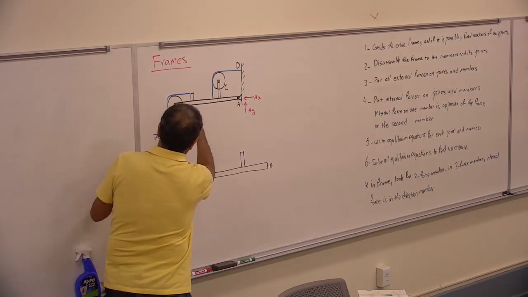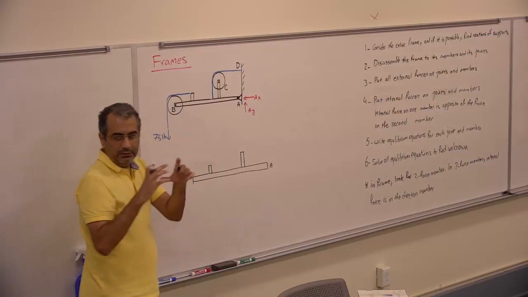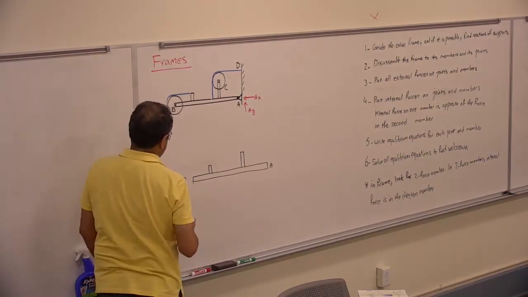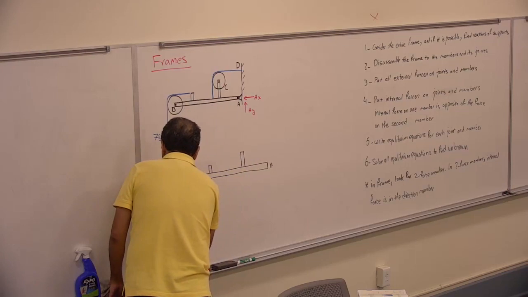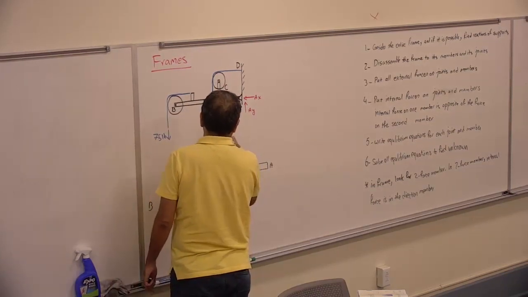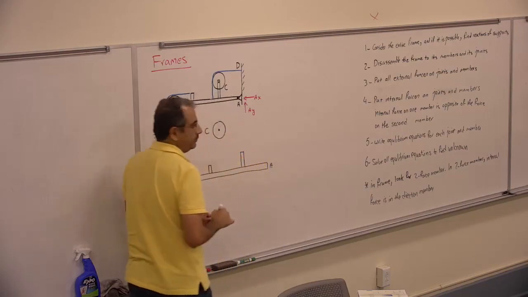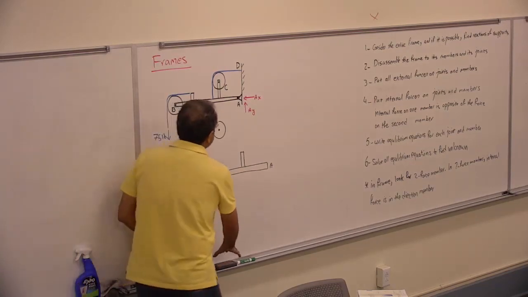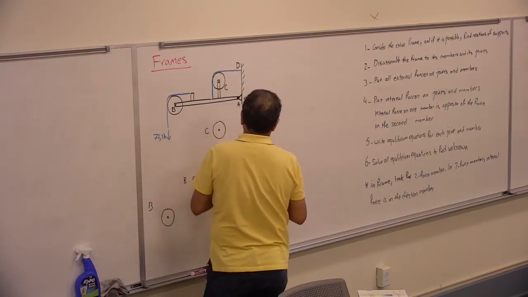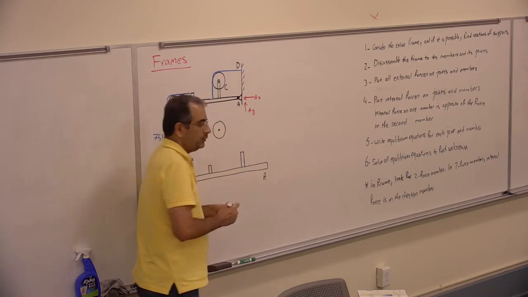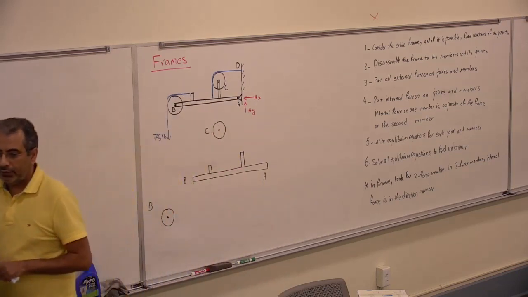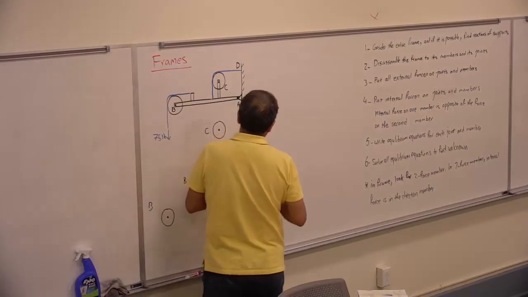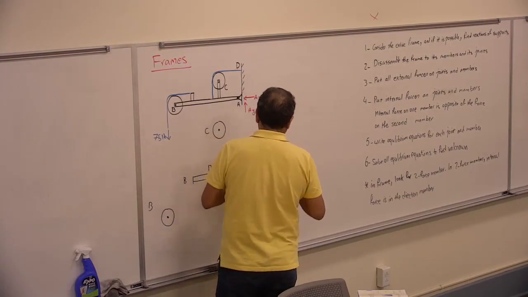And I have this pulley here. As a pulley, you can look at it. There's a pulley there. And this is a B. And this is this pulley here. It's a C. Okay, so I disassembled it, I took it apart. Now I'm going to put all the external forces that I can. So here I have the AX and AY.